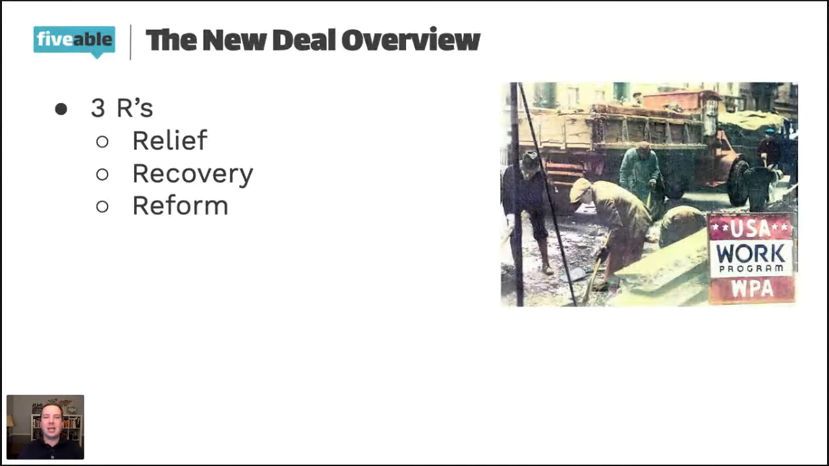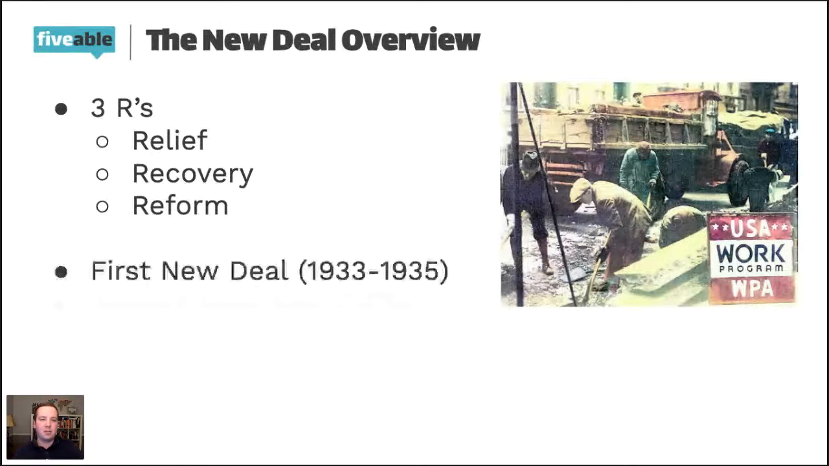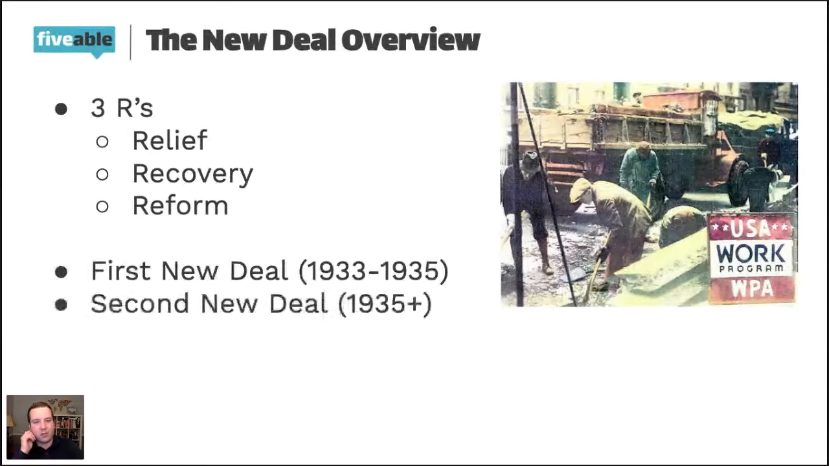So relief says, hey, make sure people are not starving in the streets right now. So direct help. Give them relief from their suffering. Recovery says, let's restart the economy, put people back to work, give them jobs. You can see the picture right there of the WPA. And reform says, let's restructure the economy to make sure this kind of thing doesn't happen again. Let's put in place agencies for some regulation, for some preventing the 1920s and the runaway credit, et cetera, et cetera. And then we talked about the first and the second New Deal. That's another way to look at it.